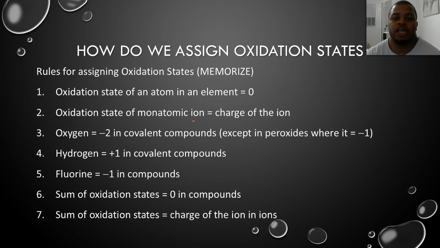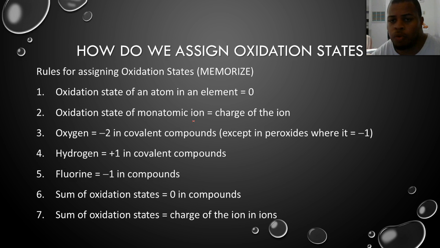Now, how do we actually determine the oxidation states, or how do we assign them? First thing we're going to look at, if it's an element, meaning a diatomic element, or just a regular element directly from the periodic table, it's going to have an oxidation state of 0. When we look at the oxidation state for a monatomic ion, like your chloride ion or your sodium ion or magnesium ion or fluoride ion, you're going to go based on the charge of the actual ion.